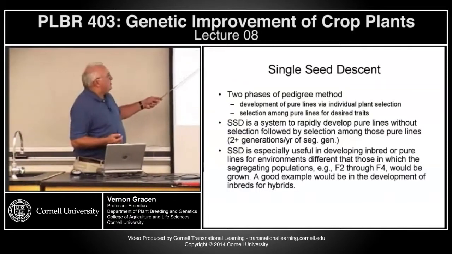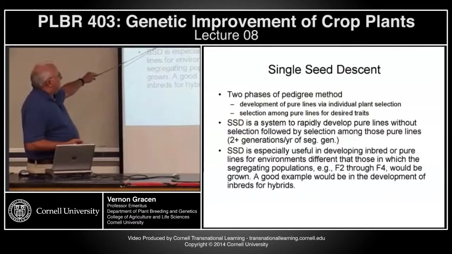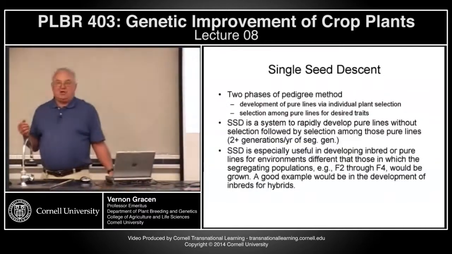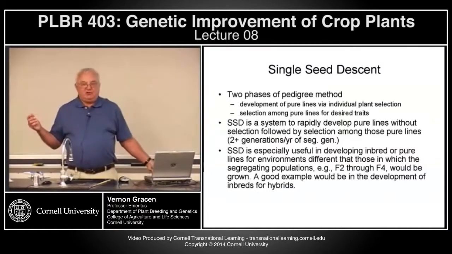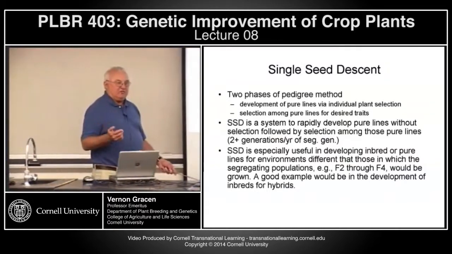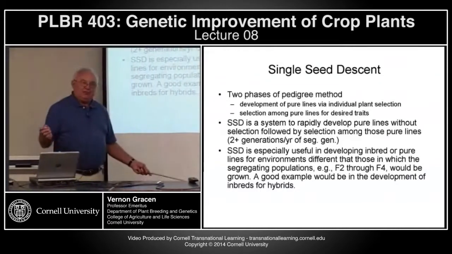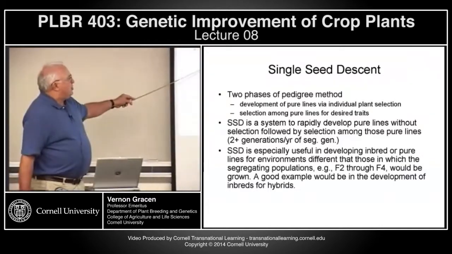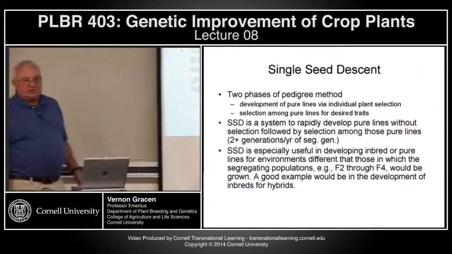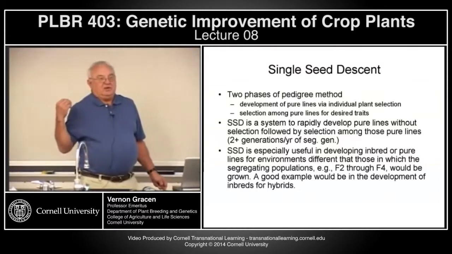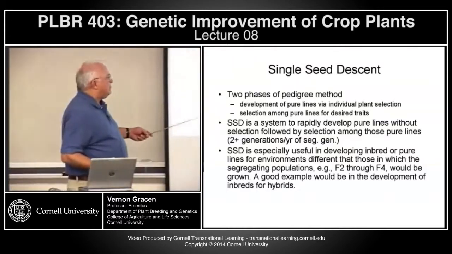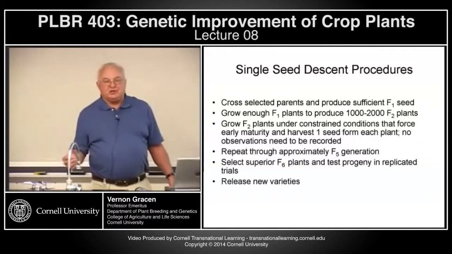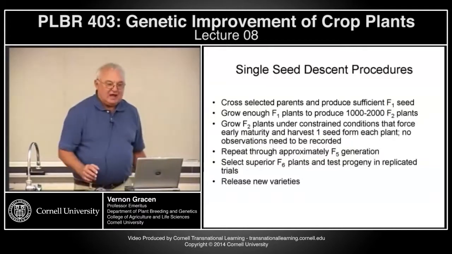And so the advantages are you can do 2 or more generations per year because you're not doing any selection. Your generations don't have to be grown in an environment where the variety will be grown, because you're saying, I'm just randomly bringing one seed from everything down. Very good for developing inbred pure lines for environments different from those in which the segregating populations work. I mean, if you're developing pure lines for hybrids, for instance, it works well. But it's also very efficient for pure line varieties.